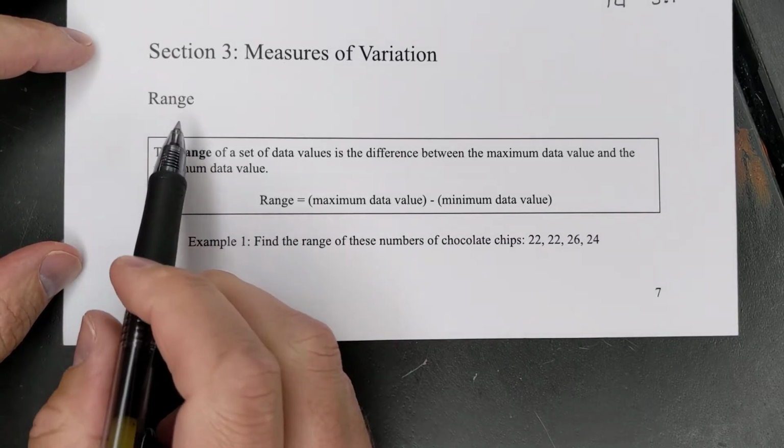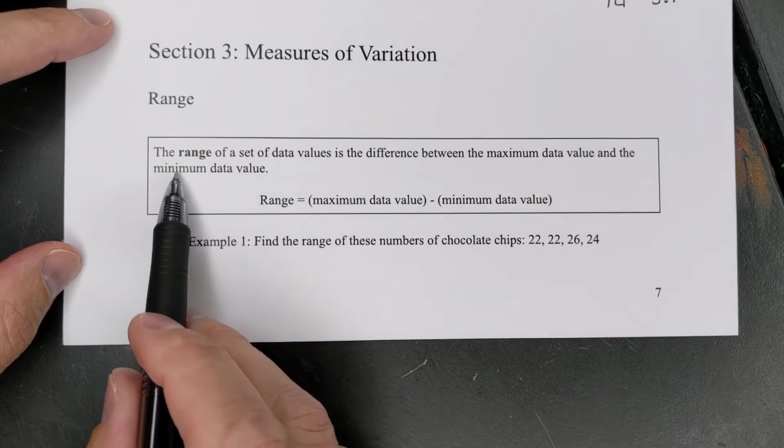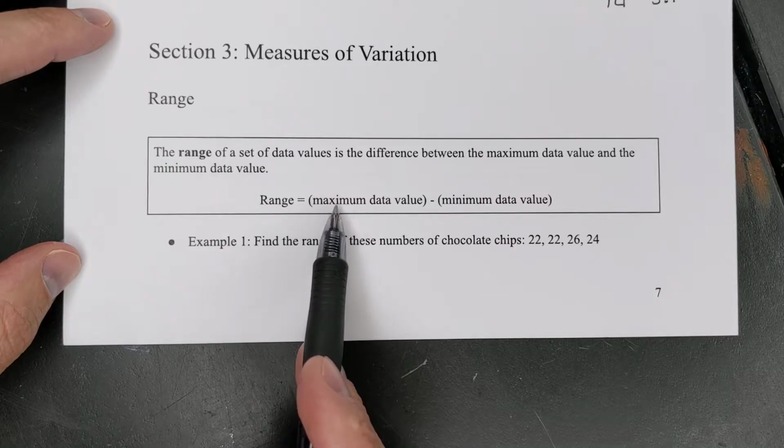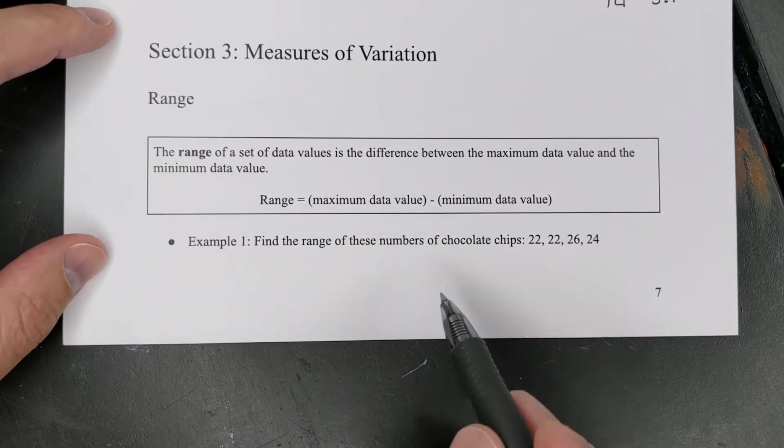So the first one and the easiest one to calculate is the range. The range of a set of data values is the difference between the maximum and the minimum values. So you take the biggest value, subtract the smallest value, there you go.